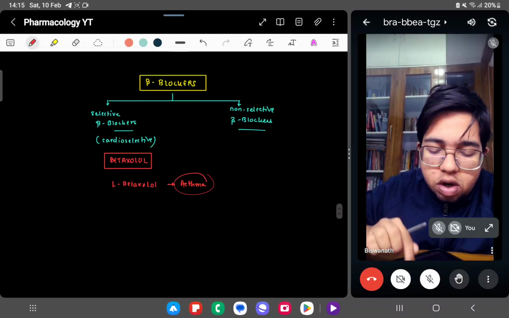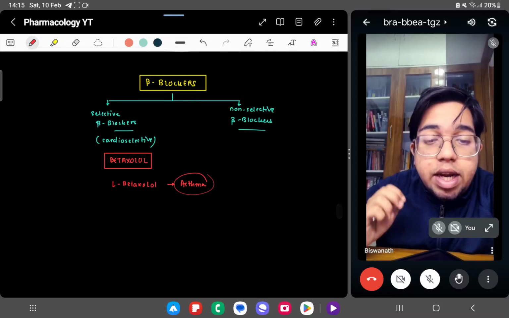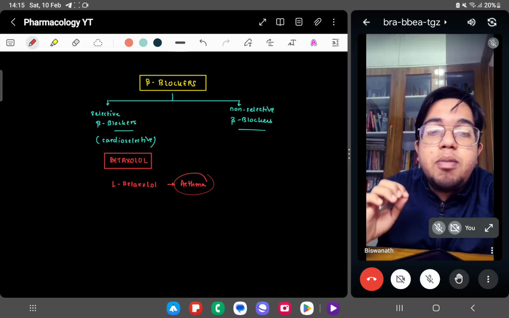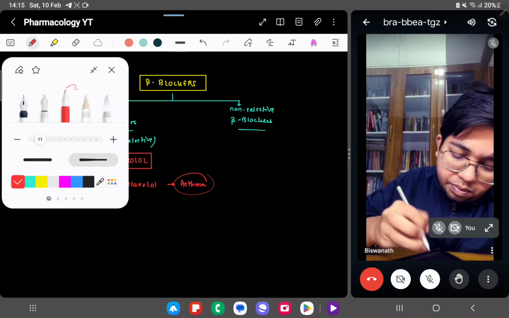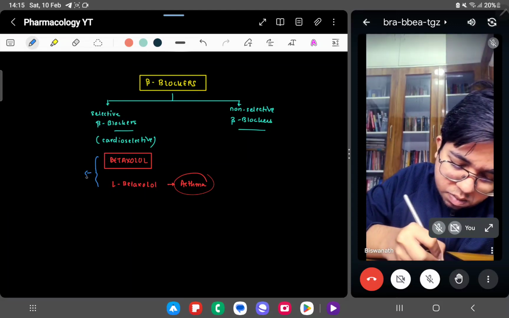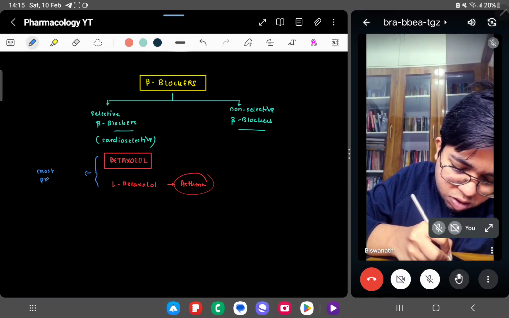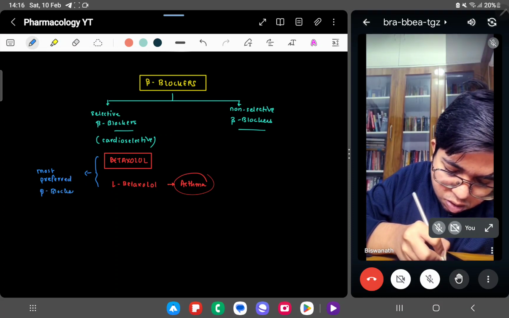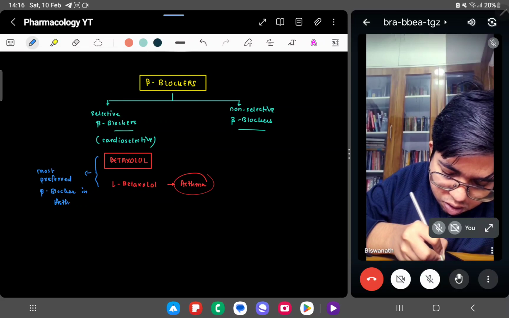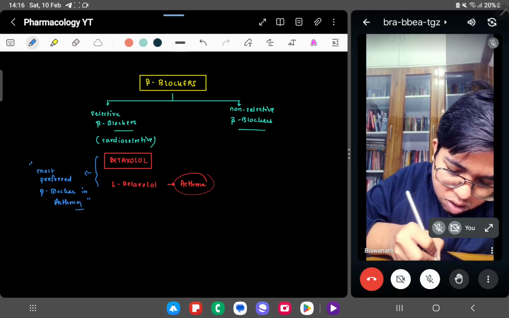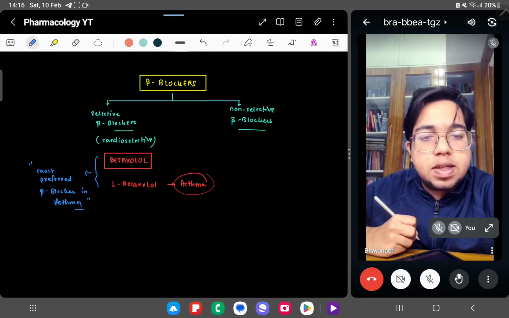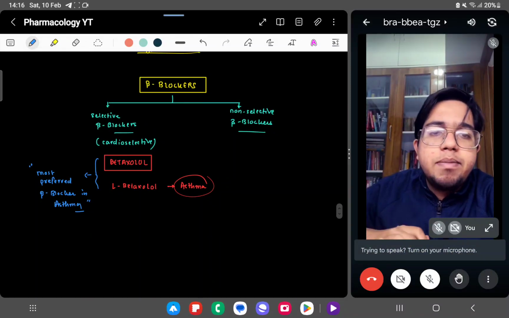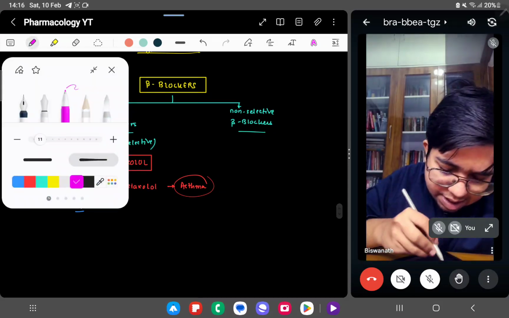So betaxolol or levobetaxolol is very, very safe. It is the most preferred beta blocker in asthma. Okay. And if we are talking about non-selective ones, we have all the lols.